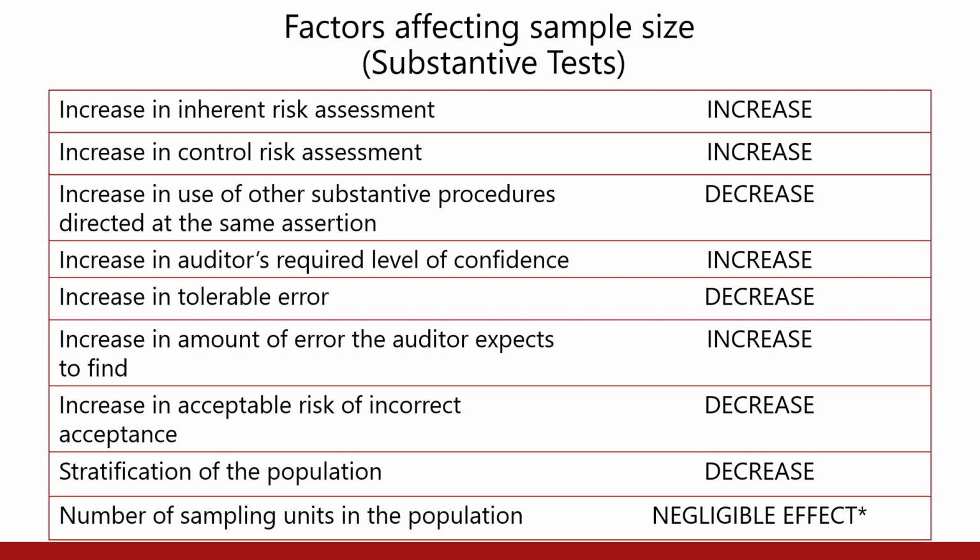And take a look at this. Increase in tolerable error would decrease the sample size. What did we say? If it's tolerable or acceptable, then the relationship is inverse. An increase in one would decrease the sample size.